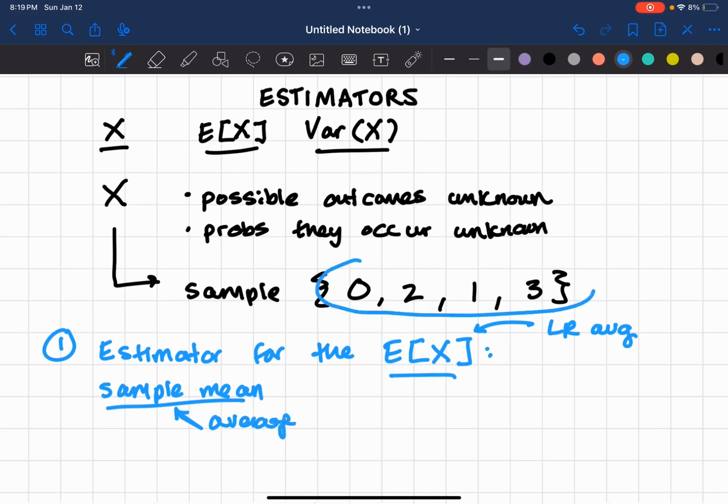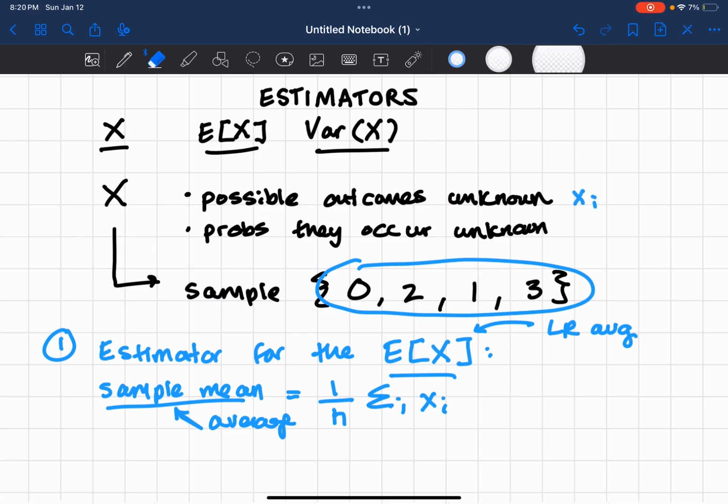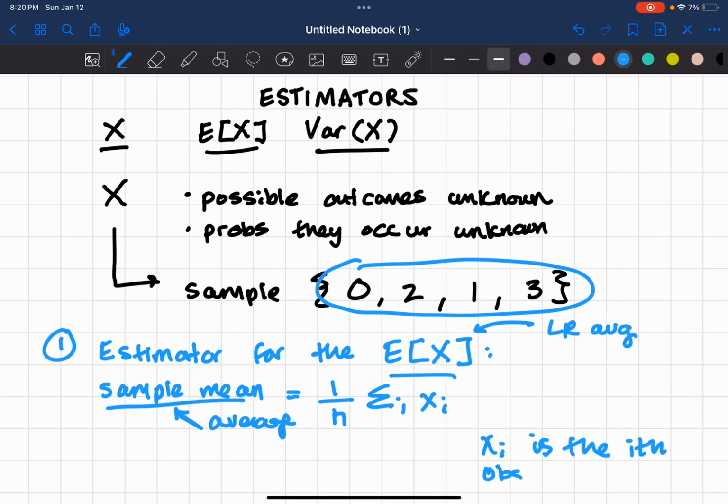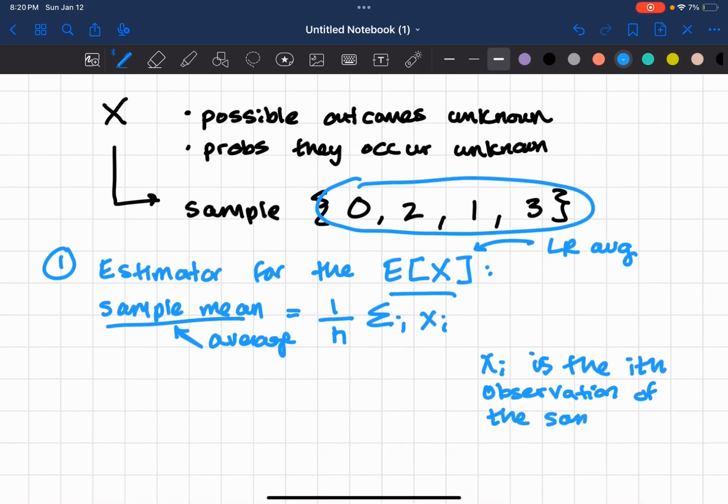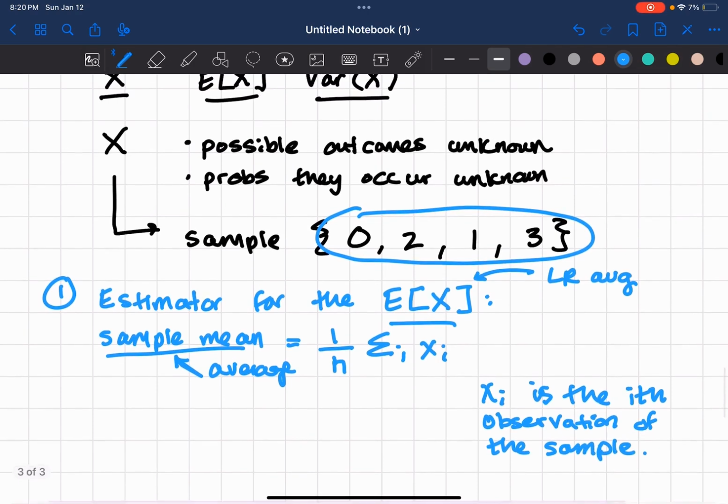In this case, for this sample, the sample mean, the sample average, is equal to, if the sample is size n, 1 over n times the sum of xi. And here, we used x underscore i in the last assignment to talk about the possible outcomes for x. Now we're switching notation. So x underscore i is no longer going to refer to the possible outcomes of x. It's always going to refer to the ith observation of the sample for the variable x.